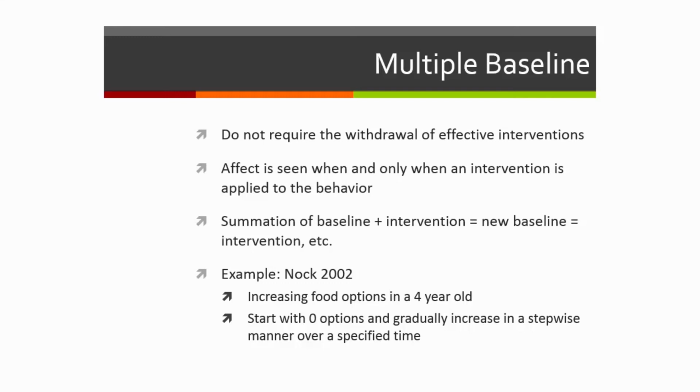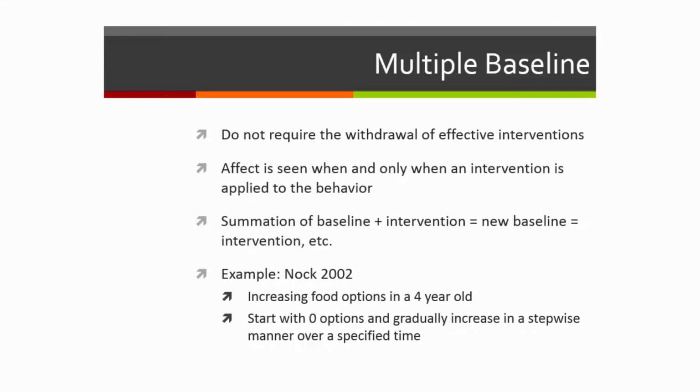Okay. There was a food options study in 4-year-olds, and basically they started with no options, gradually increased in a stepwise manner over time. If you look up the research by Knock 2002, you'll kind of see that the kid had no options, so he didn't eat a whole lot. Then they introduced 3 options, and so he ate a little bit of food. And then they introduced 4 or 5 options, and he ate a little bit more food. And then by the end of the study, he went from not eating any types of food at all to really expanding his palate, and he was able to actually eat a more normal diet.